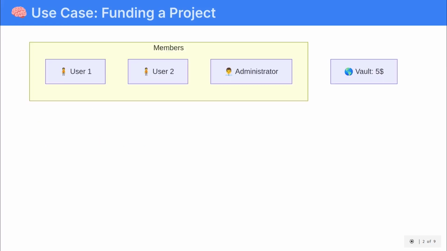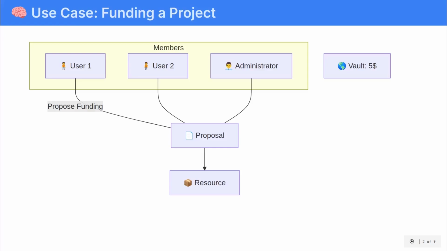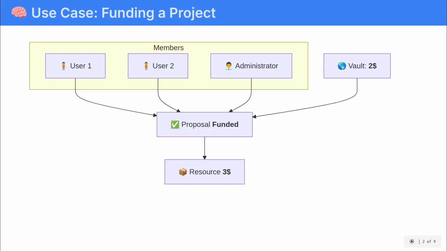So here is our case. I propose the funding and I create a proposal that will execute the resource. The resource will send the money to the project. We then proceed to a vote, and in that case, the proposal is funded, and so the money is drawn to the resource that will then send it to my project.